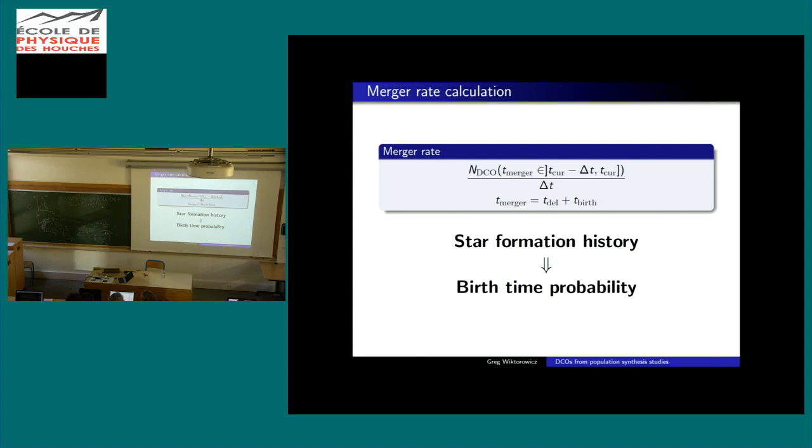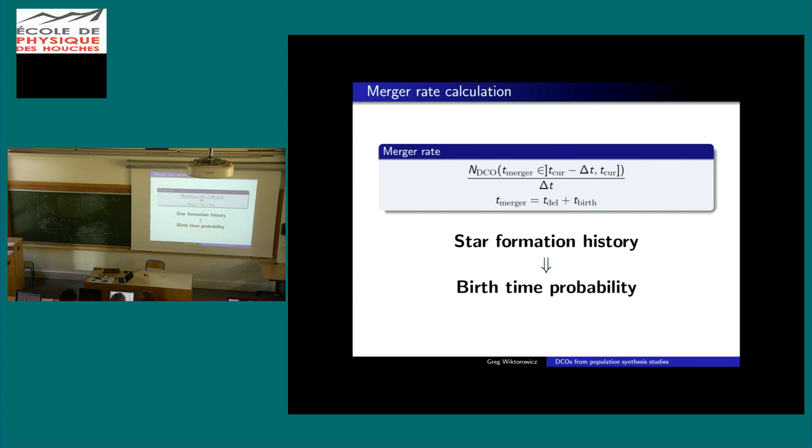So we need to see what's the probability that the birth time will be correct for the system to merge within this delta T from the current time. Otherwise, we can sample through random numbers the birth time of a system, add it to the T delay from the sample, and if T merger is within our range, we count it in this N DCO. If it is not, we go forward without counting it.